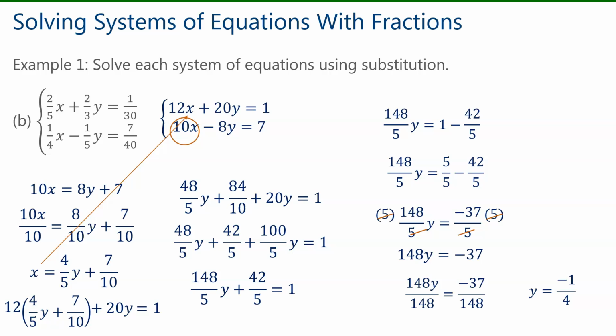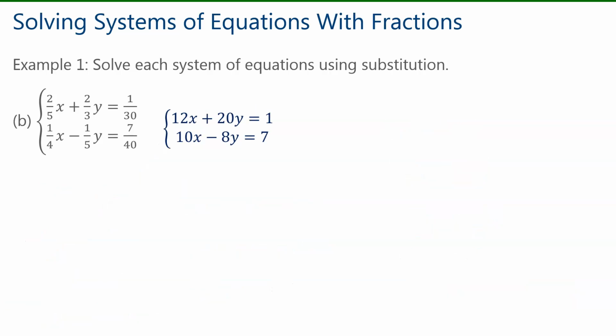So now let's substitute that into our rearranged equation right here. So if I replace y with negative 1/4, I would now have x equals 4 over 5 times negative 1/4 plus 7 over 10. Now before I multiply these fractions, I see that these 4's can cancel, leaving me with negative 1 over 5 plus 7 over 10.